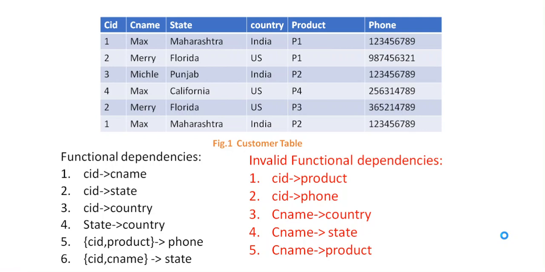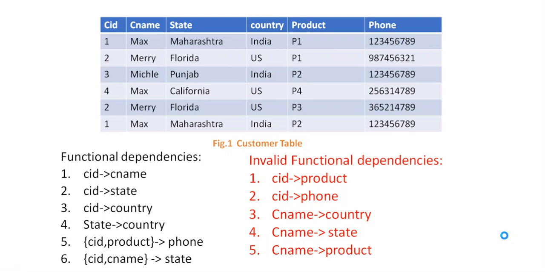Same with customer name determines country. See here, Max is a customer who is from India. Now another Max is there who is from US. So for the same value of CNAME, Max, there are different values of country. So CNAME is not determining country. Similarly, CNAME is not determining state. One Max is from Maharashtra and the second Max is from California, so it is also an invalid functional dependency.